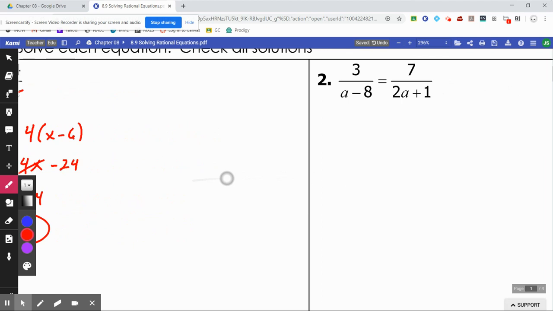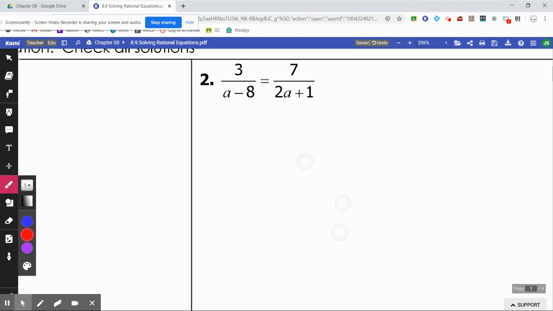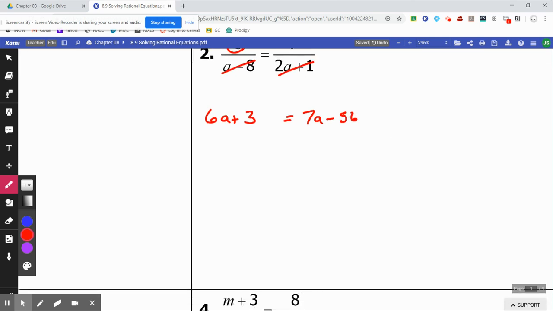Number two, again, we have a proportion. We'll start with the 2a plus 1, move it up by multiplying. Now, if you would like to go ahead and distribute as you multiply, it'll save you a step, so that'd be 6a plus 3. Move the a minus 8 by multiplying, that'll be 7a minus 56. Move all your a's to the same side. We'll move this one by subtracting. That leaves you with 1a. Move the minus 56 by adding, and you get 59. So a would be 59.